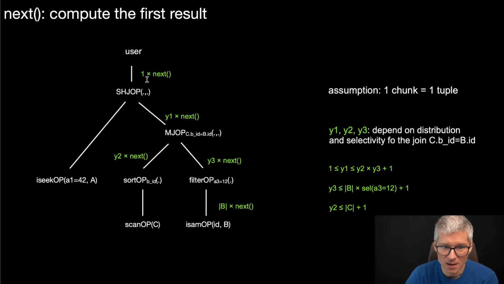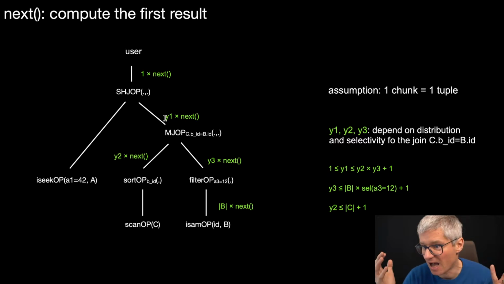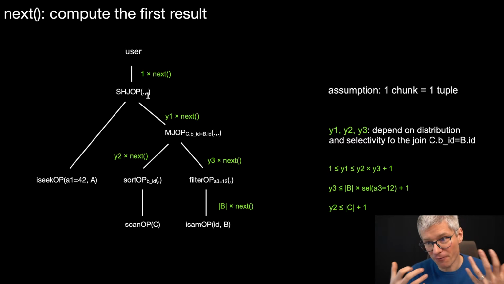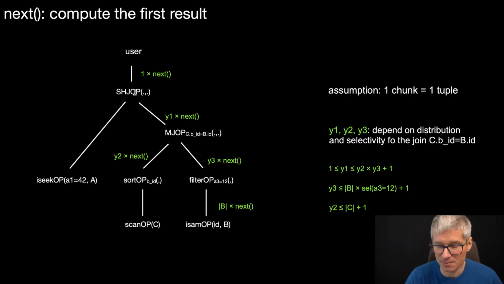So if you call next here, the simple hash join has to produce a join result. In order to produce a join result, you have to get input from the right input. But how many? I have no idea, because it doesn't have to be true that each element here matches an element here. So maybe you have to draw a couple of elements before being able to identify the first join result here as a simple hash join. So you see where that leads to.